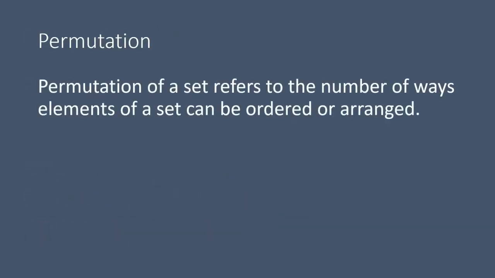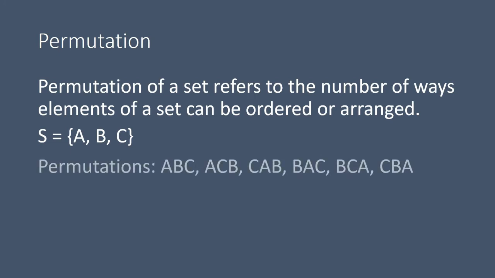Permutation refers to the number of ways the elements of a set can be ordered or arranged. For example, we have this set A that contains A, B, and C. The permutations of these elements are ABC, ACB, CAB, BAC, BCA, and CBA. So we have 1, 2, 3, 4, 5, and 6. The number of permutations is 6.